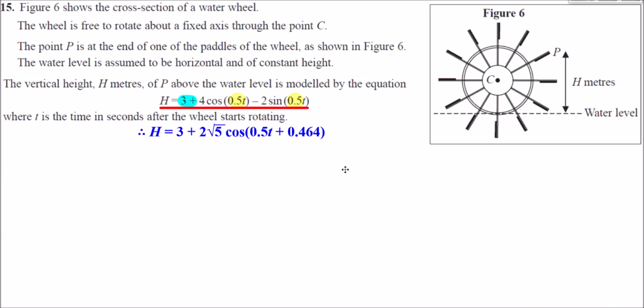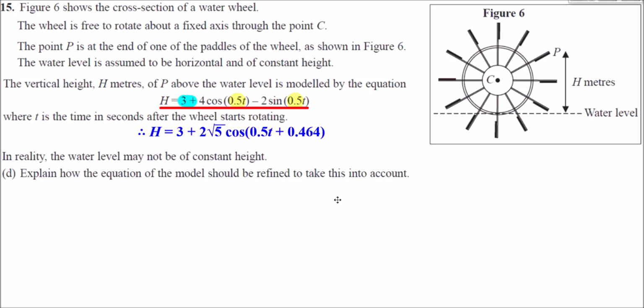Finally, part D, the last part of the very last question. In reality, the water level may not be of constant height. Explain how the equation of the model should be refined to take this into account. So what might need to change here?